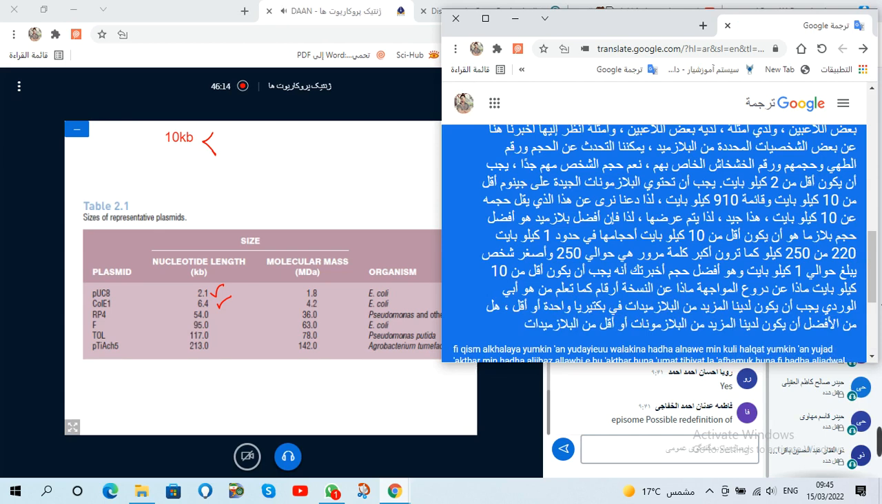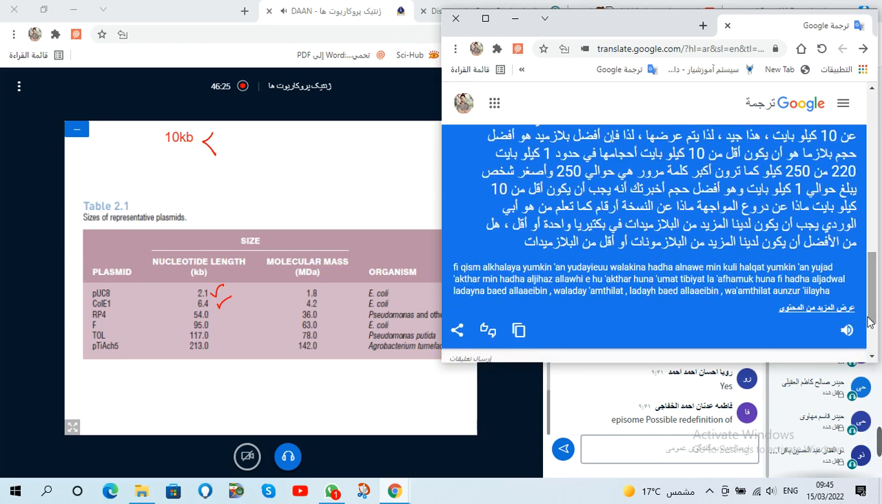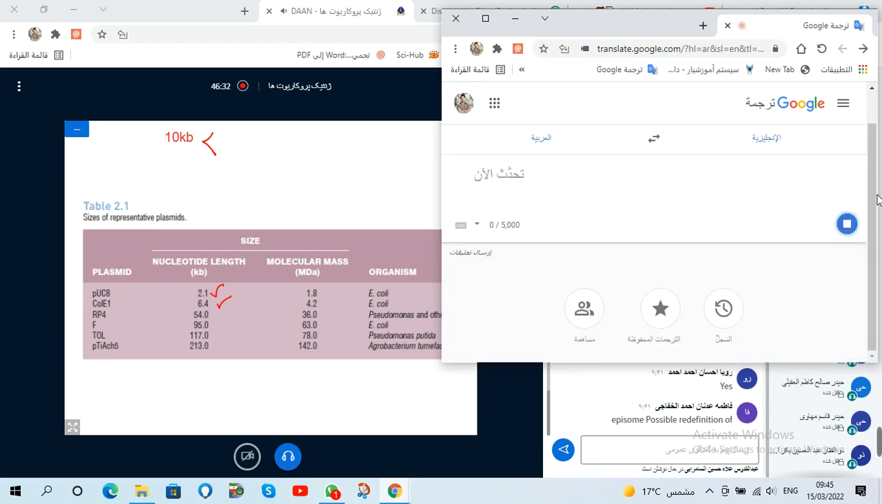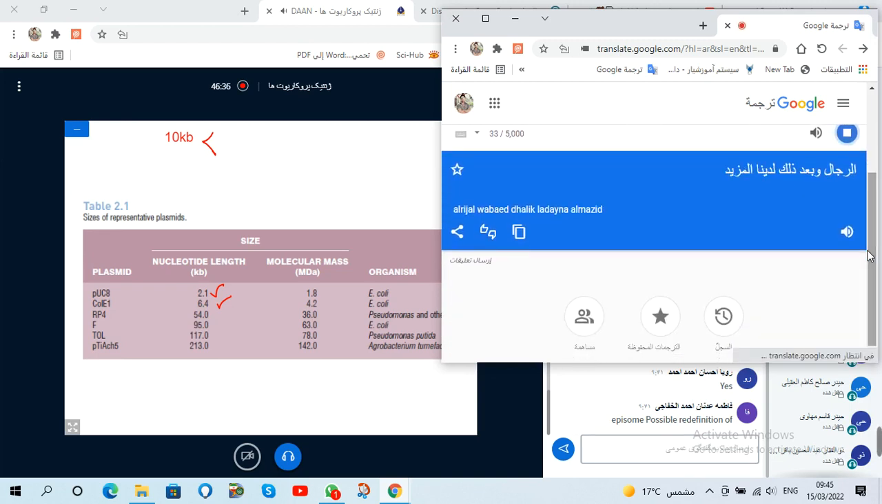Okay, as you know, the copy numbers of plasmids should be more because we have more specific DNA fragments, and after that we have more product.